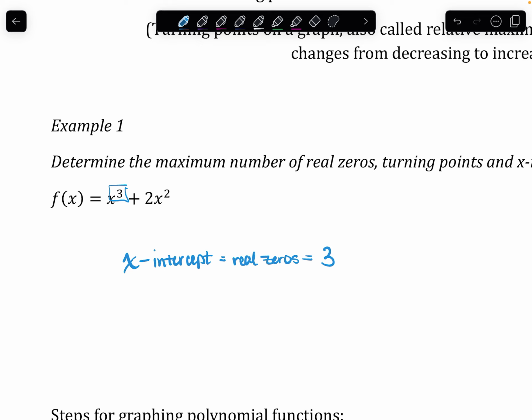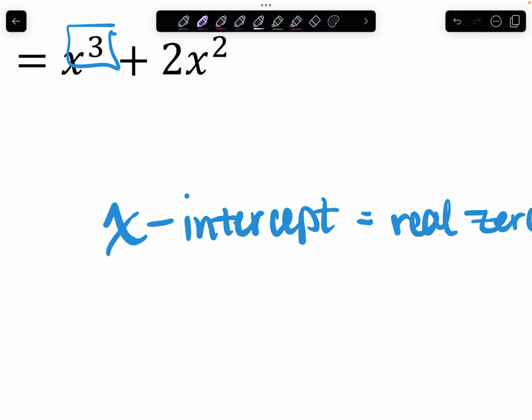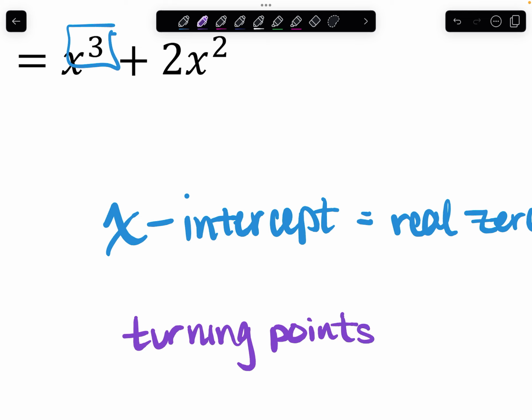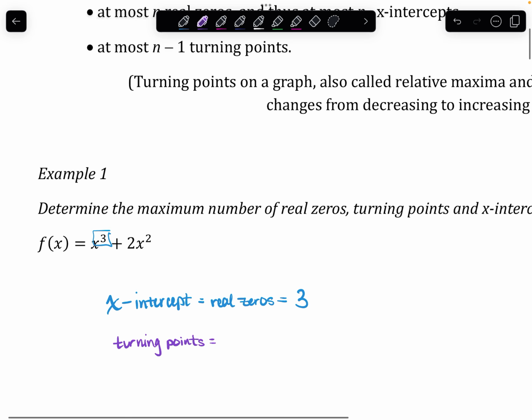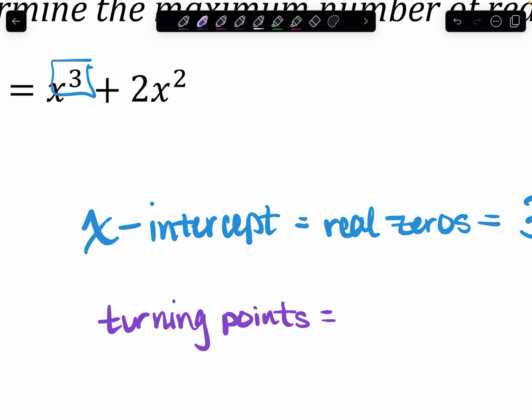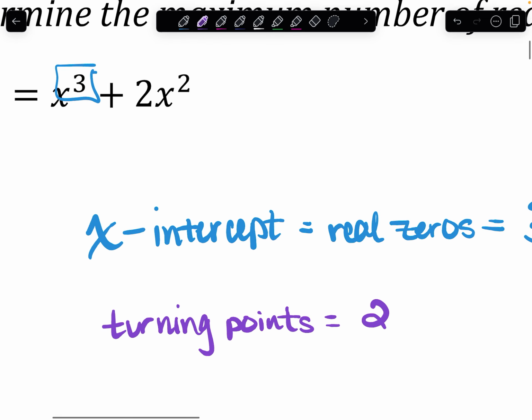For the turning points, a turning point is like where the function changes from increasing to decreasing or decreasing to increasing. So kind of like how many maximums or minimums does it have. So a function can have at most one less than the degree for turning points. So since our degree is 3, this function here can have at most 2 turning points.